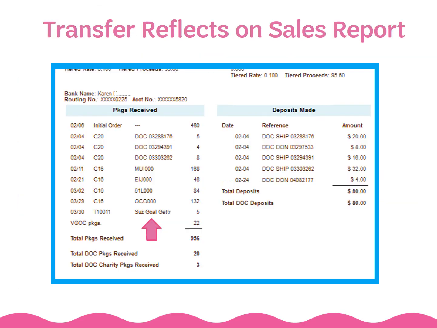And as I said, you'll see it right on the sales report. It is on the receiving troop as a positive number. The troop who gave the product will see the exact transaction, but with a negative number.